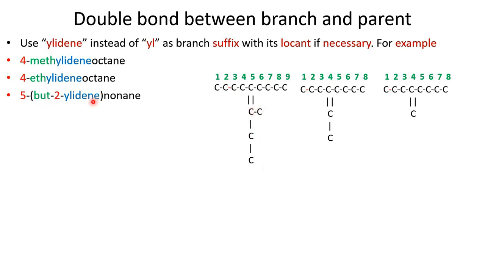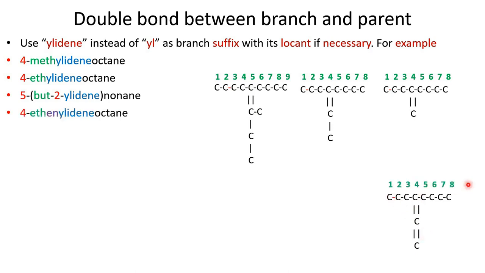This 2-ylidene shows that carbon number 2 of the branch is attached to the parent chain. And ylidene shows that there are 2 bonds between the branch and the parent chain. What if there is a double bond in the branch as well as a double bond between the parent and the branch? For example, in this compound, this is the parent chain. The name of this compound will be 4-ethenylidene octane. Here, this ene shows this double bond and this ylidene shows this double bond. 4 shows the position of the branch at the parent chain.